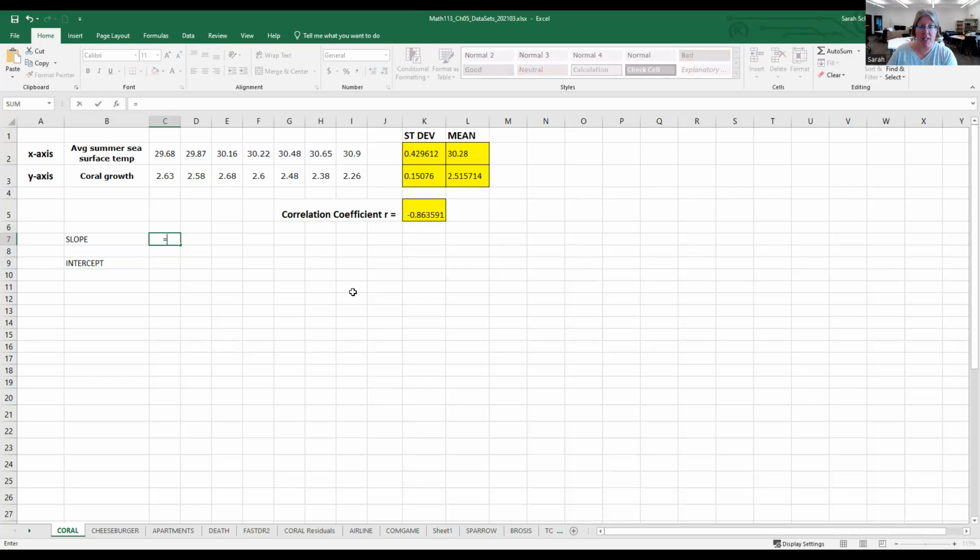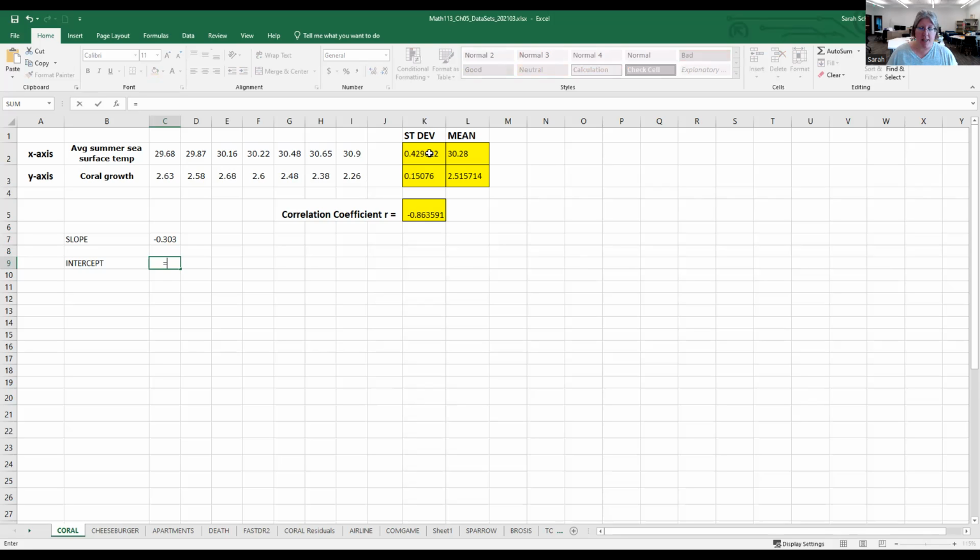You can also do it in Excel. You can use Excel as a calculator by putting an equal sign in, and then I'm going to click on the box that has the R, and then that'll be times, and then I need the standard deviation of Y, so that's the one that's 0.15, divided by the standard deviation of X, so that's the 0.42. So I have R times SY divided by SX. So I get negative 0.303.